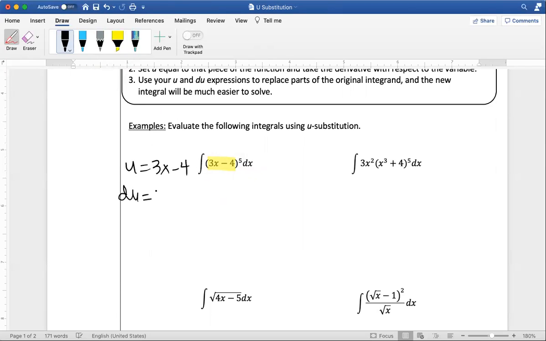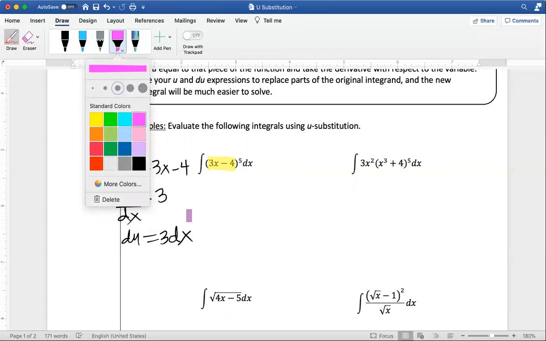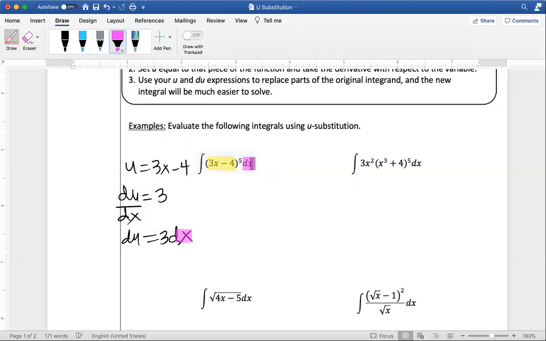The derivative of 3x is 3. The derivative of negative 4 is 0. So I just get 3. So du is 3 dx. Notice here in my function, I have this dx, but I don't have the 3. If I want to put a 3 in here, then I would need to put a 1/3 on the outside.